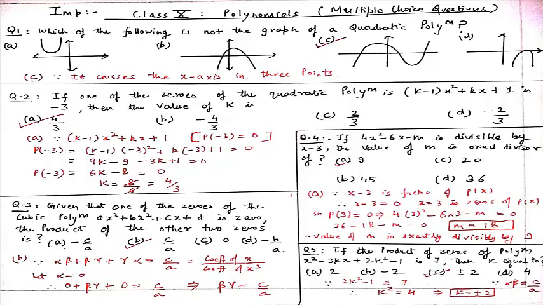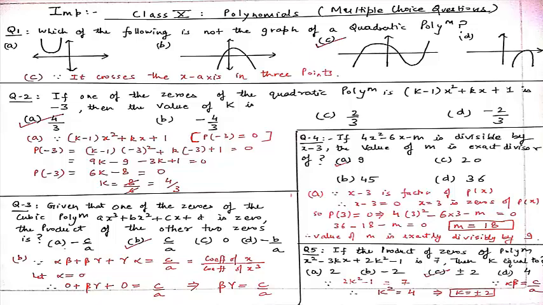Now come to the second question, which is: if one of the zeros of the quadratic polynomial (k minus 1) x square plus kx plus 1 is minus 3, then the value of k is 4 upon 3, minus 4 upon 3, 2 upon 3 or minus 2 upon 3. So students, as we know, there are two zeros of any quadratic polynomial. One zero is already given, that is minus 3, and the other we have to find out. When we put the given zero in the quadratic polynomial, it will always come out to be 0. So on substituting the value of minus 3 in the quadratic polynomial, we get k equal to 8 upon 6, and on solving the fraction we get 4 upon 3. So option number A is correct.